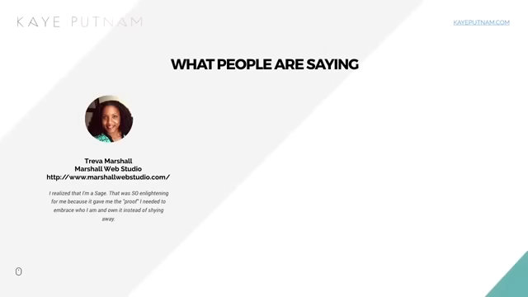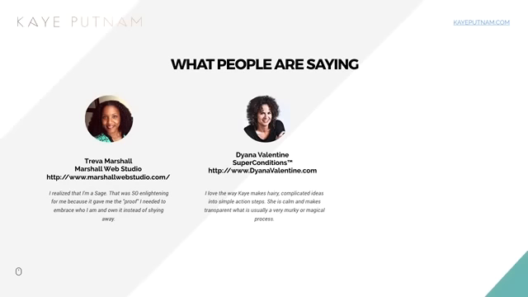Here's what people say about the training that I've given in the past. Treva's amazing. She's a web designer. She said, I realized that I'm a sage. It was so enlightening for me because it gave me the proof I needed to embrace who I am and own it instead of shying away. And I love that she said that it gave her the proof to be who she is, because that is a very sage thing to say.